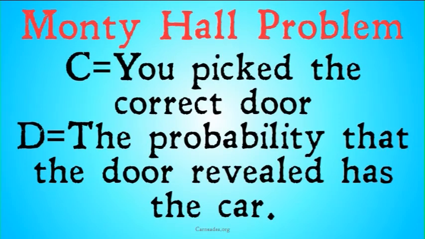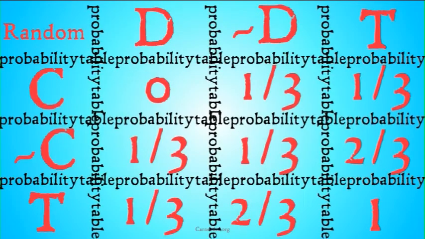So, we're going to reimagine this problem, but with some different definitions. C is you picked the correct door, and D is the door revealed has the car. Now, imagine that the door revealed is random. This is the same table that we had previously. In this case, there is a chance that the door to be revealed is the door with the car on it. There is that 1/3 chance that that door is right.